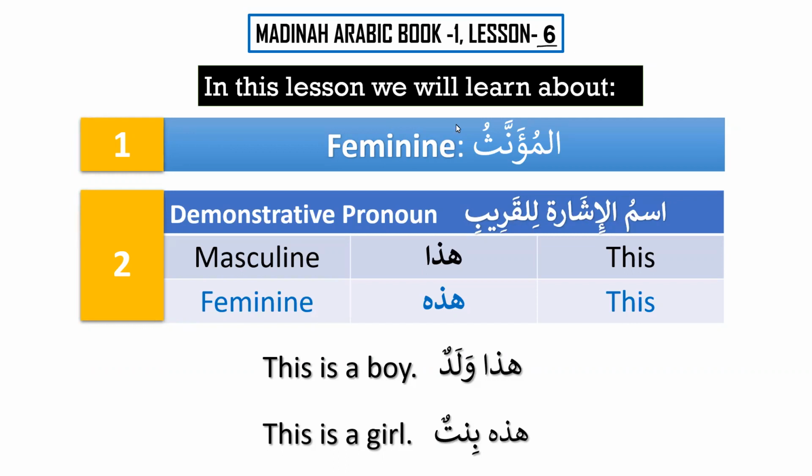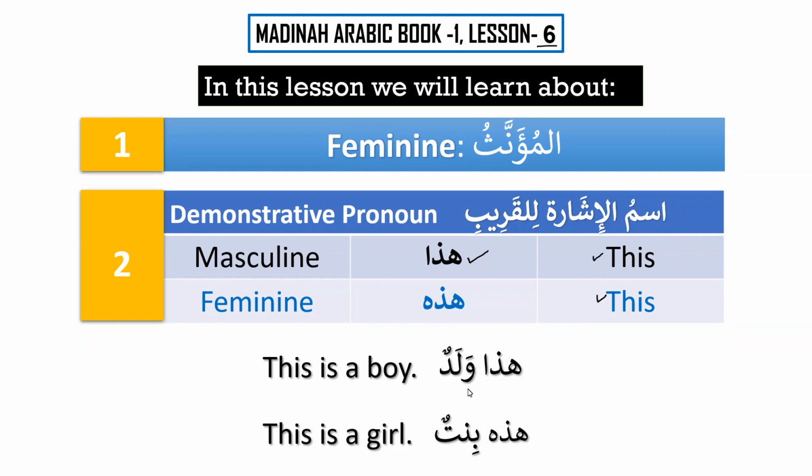In this lesson, we are going to learn about feminine, al-mu'annath, and ismul ishara lil qarib. We have learned hadha, that means this, and we know that it is used for masculine. And in this lesson, inshallah, we are going to learn about hadhihi, which is used for feminine and has the same meaning. It means this, but it is used for feminine.